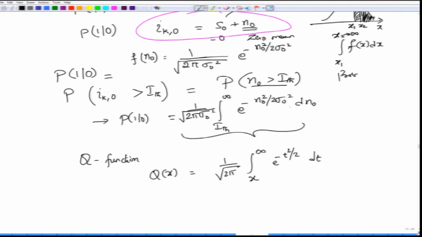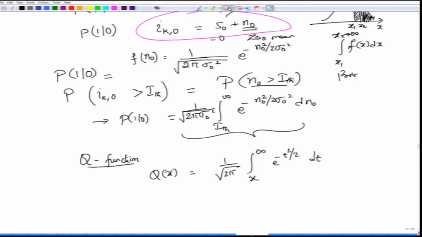Okay. Because this integral is very popular, it comes up in many places, there is a specific shorthand notation that we actually use, and this notation is what we call the Q function. The Q function is defined by this expression, which is given by 1 by square root of 2 pi and the area of the curve from x to infinity. Which curve is that? That is this particular curve.